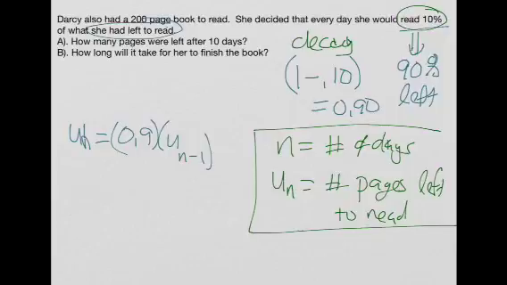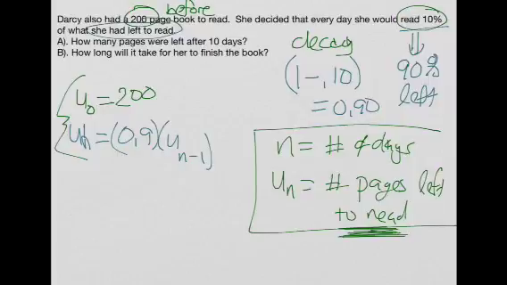Now, since U sub n is the number of pages she has left to read, on the first day, she doesn't have 200 anymore. 200 is before the first day, before she starts reading. So this is one where we're going to say U sub 0 equals 200. Because after the end of the first day, she doesn't have 200 pages left. She's already read 10% or 20 pages. So for hers, when we look at our U sub 10 on the 10th day, we're going to get 69.7 pages.